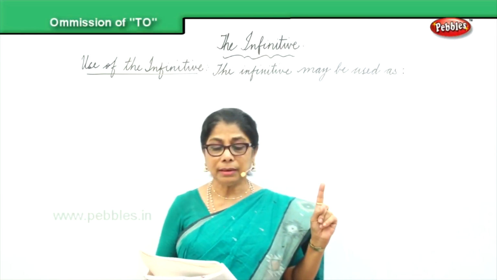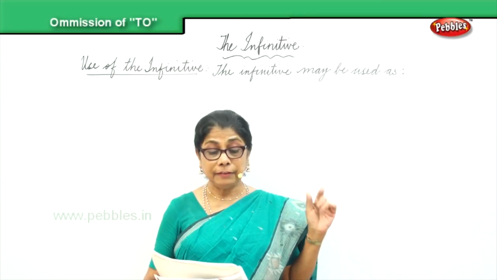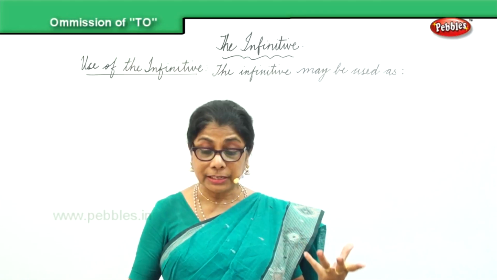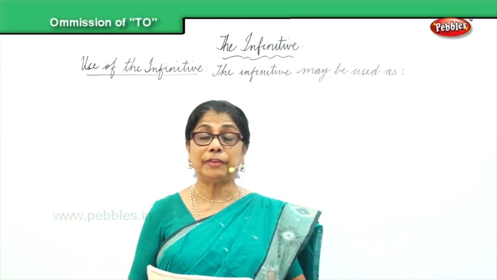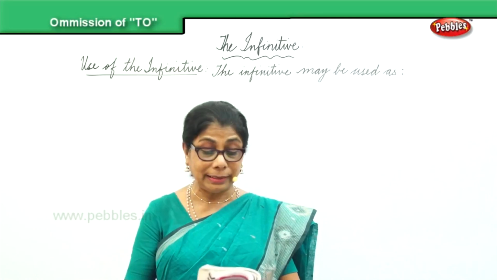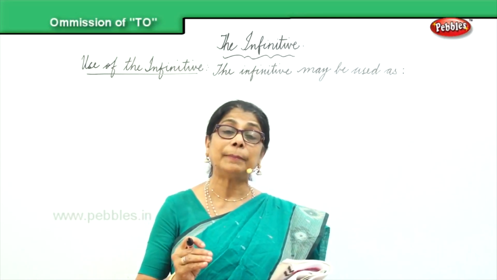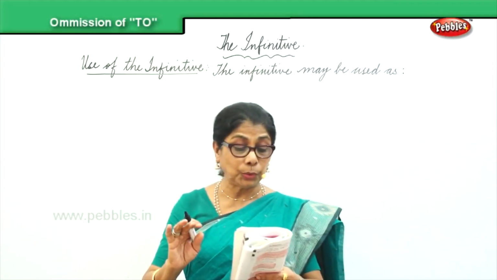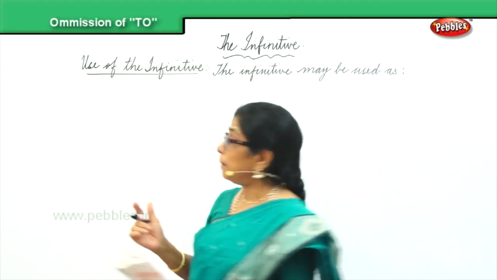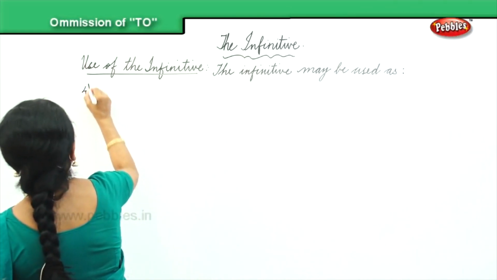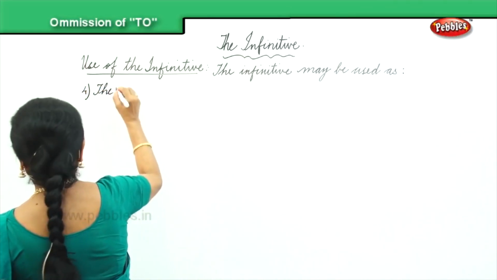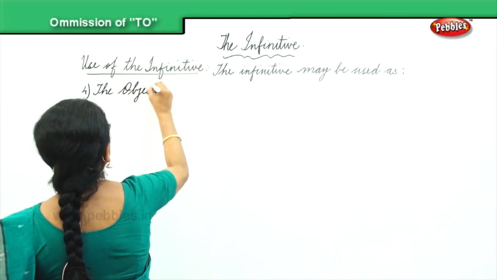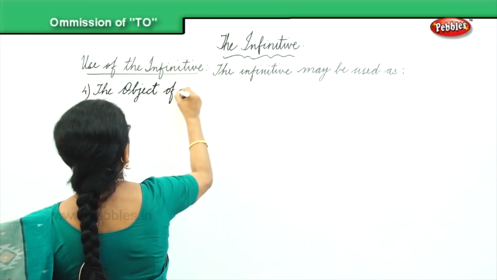We are doing the use of the infinitive. First we did the subject of the verb, object of a transitive verb, third, complement of a verb, and the fourth category is object of a preposition. The use of the infinitive may be, fourth one, the object of a preposition.